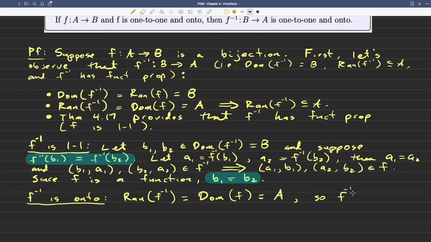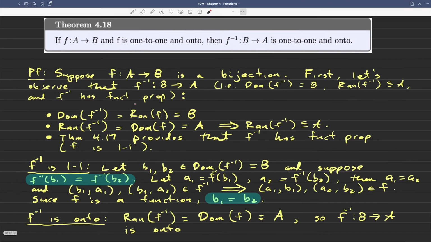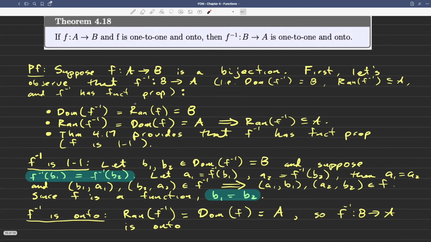So f inverse as a function from B to A is onto, because the range of f inverse is equal to the codomain, which is that set A. So that's it. That was kind of for free. This is a really nice property: every bijection has an inverse, which is also a bijection, which is good. If you think of bijections as pairing the elements in one set with the elements in the other set, it's nice to know that the pairing goes both ways, right?